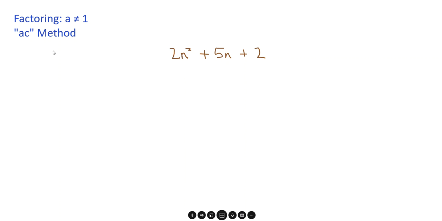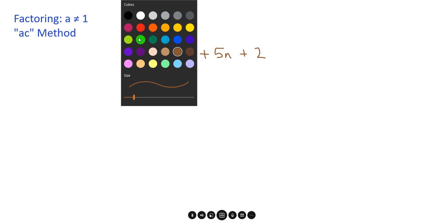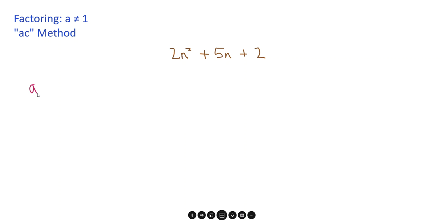We're going to multiply them together, A times C. Okay, so that's how we're going to start. I'll start it over here. So AC, well, A equals 2. This is A, this is B, and this is C. So A equals 2 and C equals 2. So 2 times 2 equals 4.